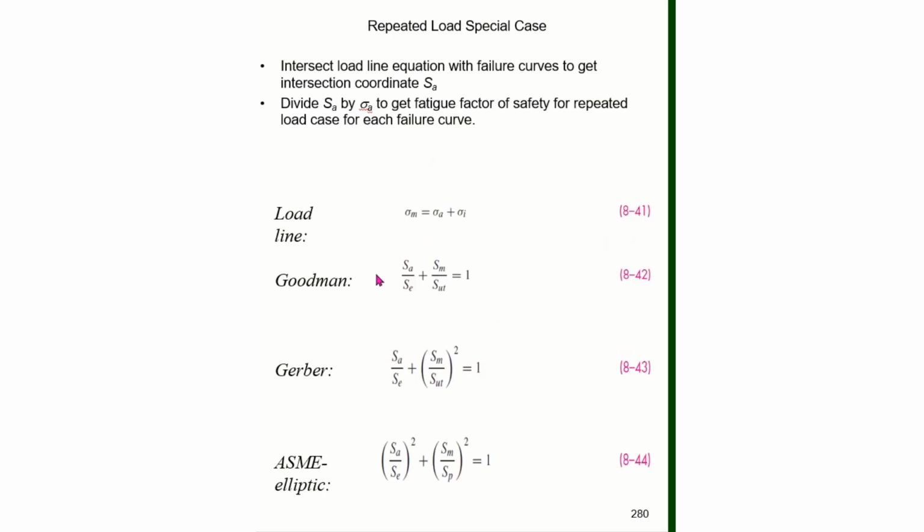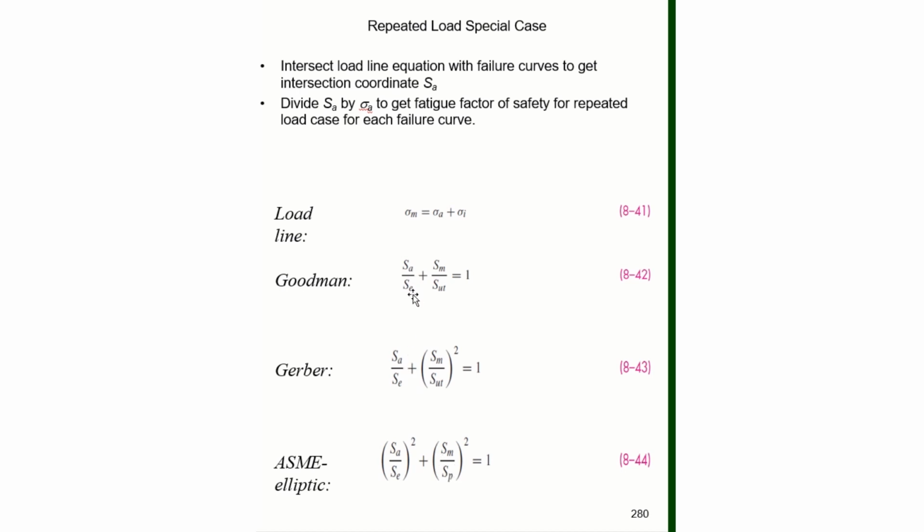Here are the equations for different failure curves. The Goodman is the one that we will generally use and is the default equation. The Gerber simply squares this component. So the Goodman and the Gerber line are exactly the same, except Gerber squares this component. And the ASME elliptic is exactly the same as the Goodman, except it squares both the first term and the second term, and it replaces the SUT with SP.